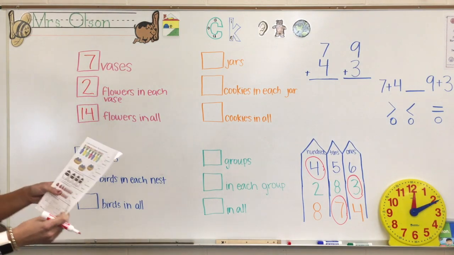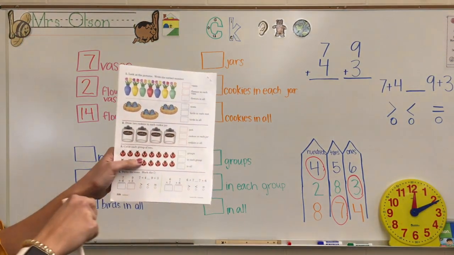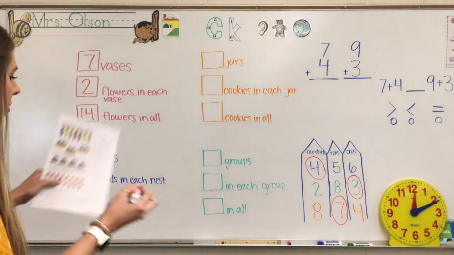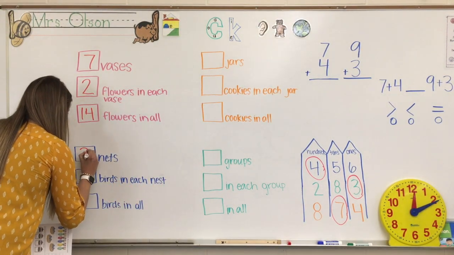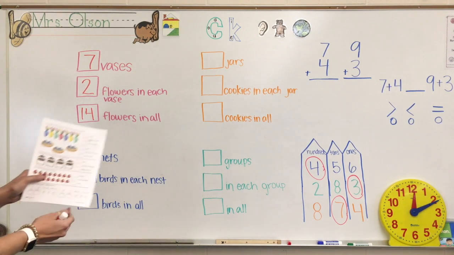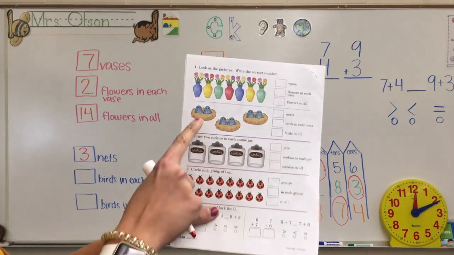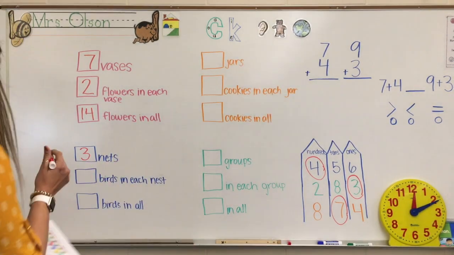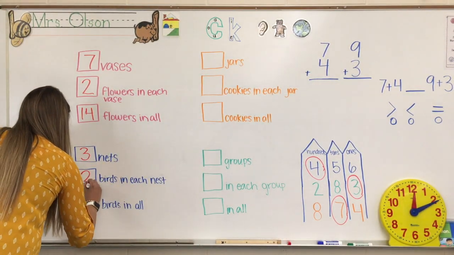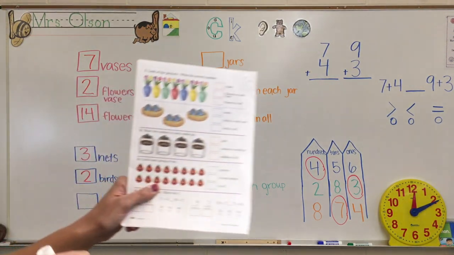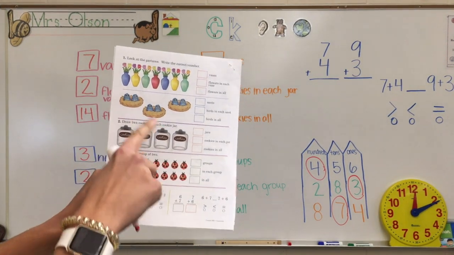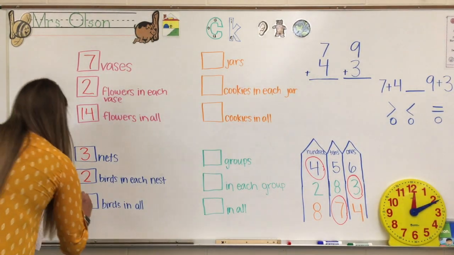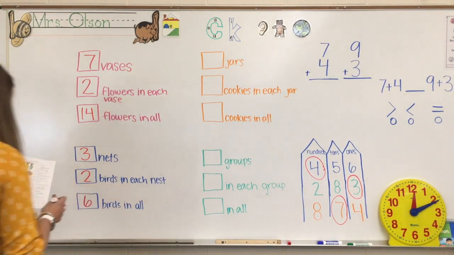So if we move to the next one, I'd ask how many nests do we have? We can see we have 1, 2, and 3. And how many birds are in each nest? We can see that there's 2 in each nest. And so how many birds in all? We can see 2, 4, and 6. So 6 birds in all.